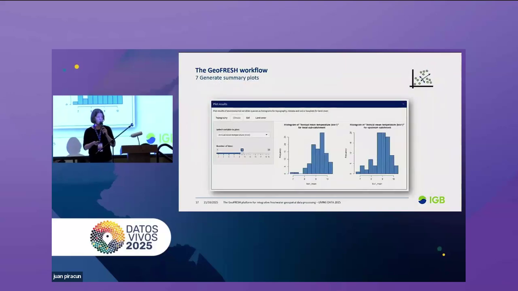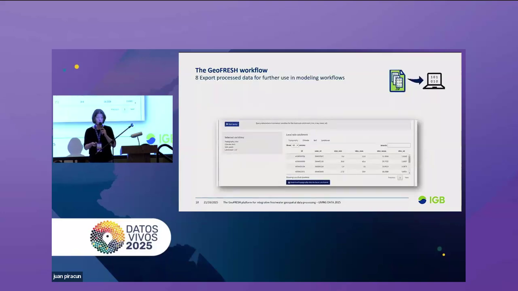Then if you just want to have a quick look at what you got from the database, we have this little plot window. You can select one of the variables and then just see the distribution of the local and upstream values that you got back. In the end, you would just export this whole data that you got back as a CSV, and then you can just use them in your modeling workflows, for example.